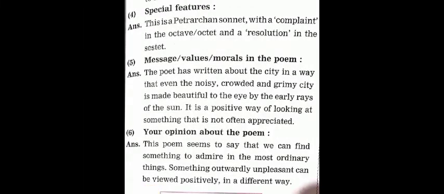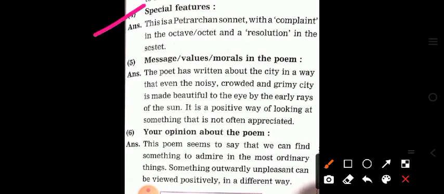The next is the special feature of the poem. This is a Petrarchan sonnet, with a complaint in the octave, also called the octet, and resolution in the sestet. Okay, so this is about the pattern of the particular poem. In the first 8 lines, which are called the octave, the emphasis is on the complaint. The remaining 6 lines are called the sestet, and in them the concentration is on the resolution.